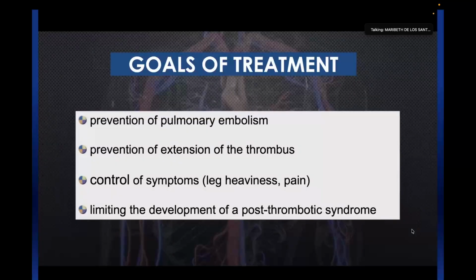So these are the goals of treatment for deep vein thrombosis. We want to prevent its fatal complication, which is pulmonary embolism. We want to prevent progression or extension of the thrombus and limit the development of post-thrombotic syndrome.